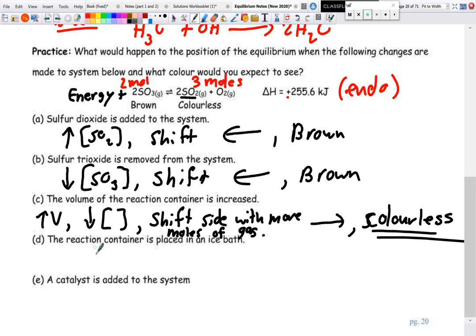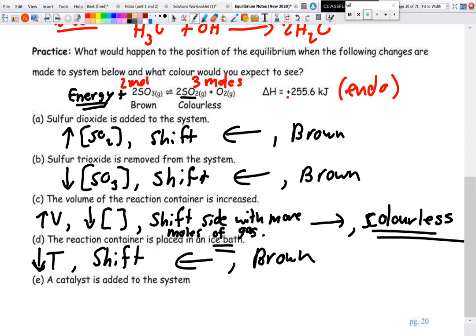For D, it says the reaction container is placed in an ice bath. Well, this is cooling it down. This is actually decreasing the temperature. So remember, when we decrease something, it shifts to the same side. And by placing the energy unit as a reactant, because it's an endothermic reaction, that means it's going to shift left, and we should see the brown color again.